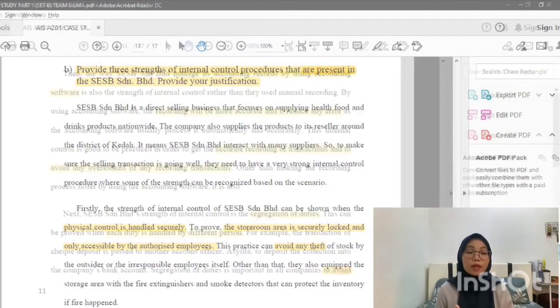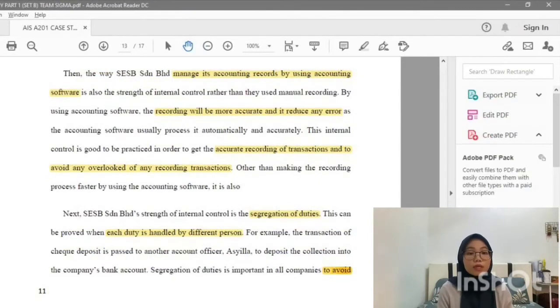Second, we have the managing of the accounting records using accounting software. By using the accounting software, SASB can make the recording more accurate and can reduce errors. Other than that, it can also make the recording faster rather than using the traditional way.